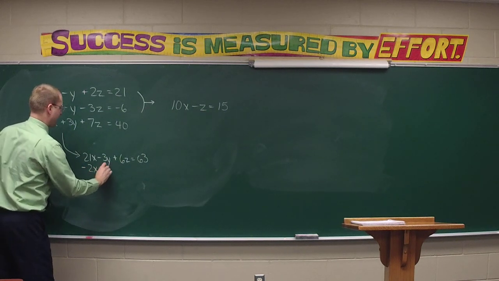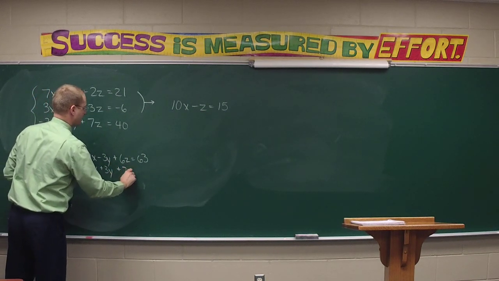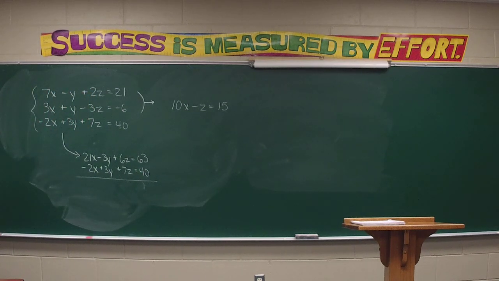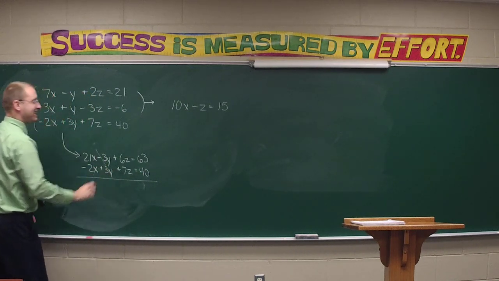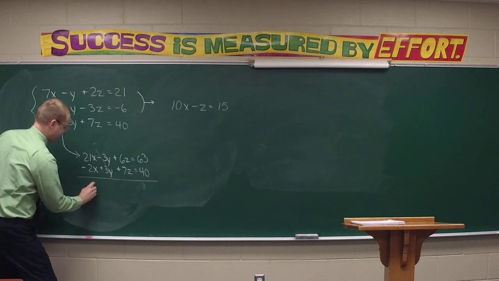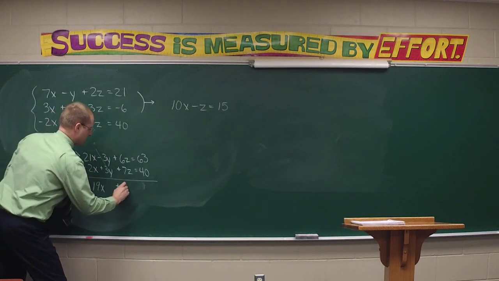Negative 2x positive 3y positive 7z equals 40. This is going to allow my y's as planned to cancel, and I get a second happy equation. What is my happy equation? Bob Ross would be proud. 19x plus 13z equals 103.